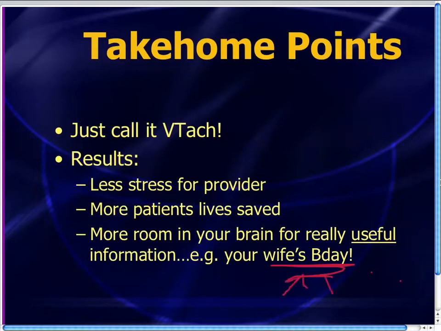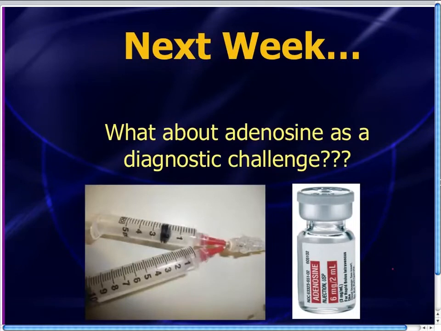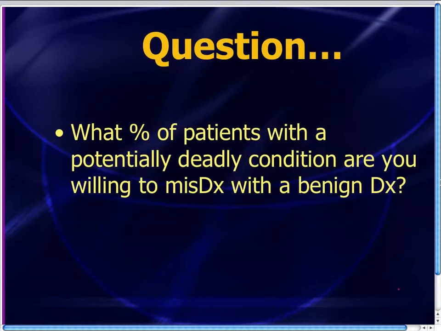For example, this. Okay, so I also mentioned last week that we would talk a little bit about adenosine because a lot of people have turned to adenosine as a diagnostic challenge when they have a wide complex tachycardia and they're trying to distinguish between SVT and aberrant conduction. So let's talk about that. But before we do, I want to pose a very simple question for you. All right, here it is.